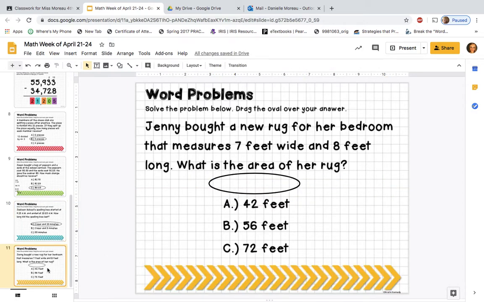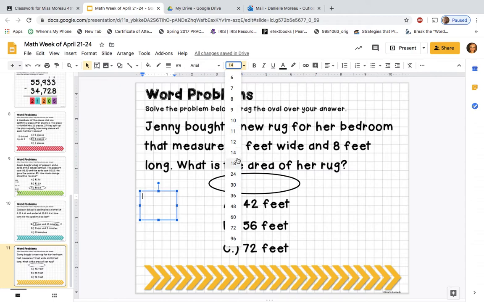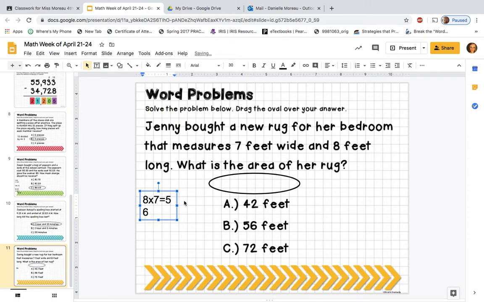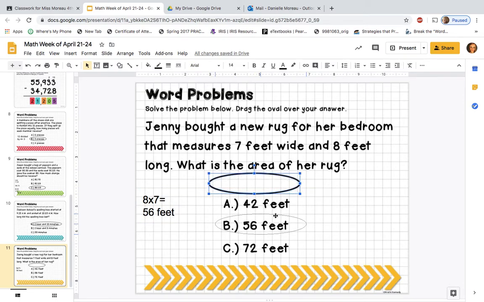And last one here. Jenny bought a new rug for her bedroom that measures 7 feet wide and 8 feet long. What is the area of her rug? So to find the area, we need to follow the formula length times width. Our length is 8 feet long, so 8 times our width, which is 7, which would equal 56 feet, okay? So our length, 8, times our width, 7, would give us our area, which equals 56 feet. So B, 56 feet.